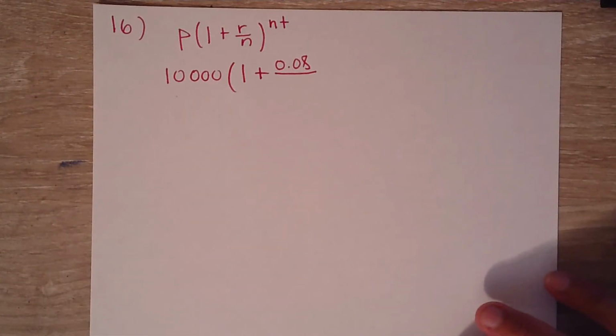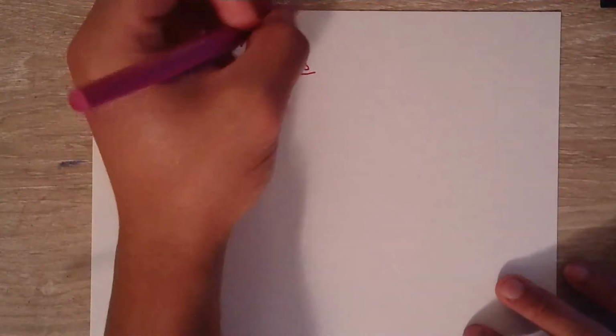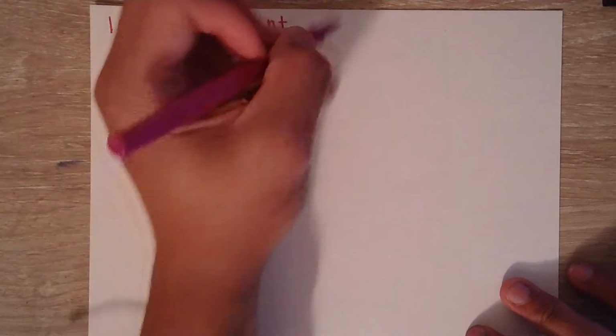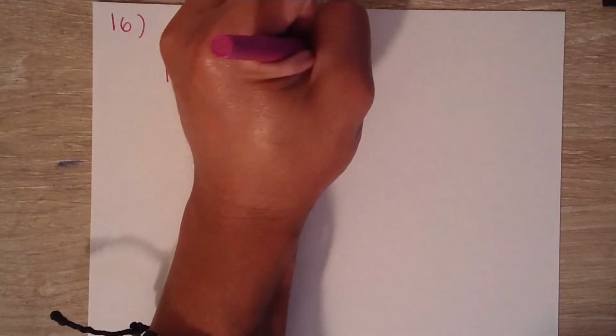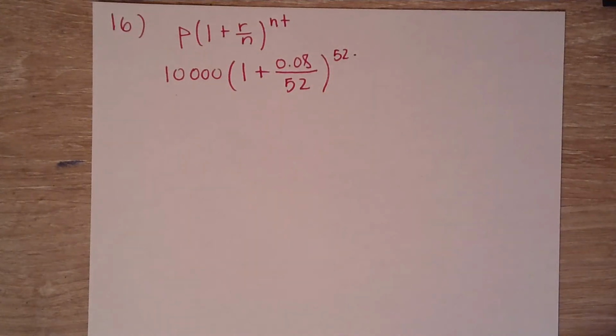divided by n. Remember, n is the number of times per year. Always look for the word compounded, and whatever they say after that, you think of how many of those are in a year. It says compounded weekly. As you know, there are 52 weeks in a year, so we divide that by 52. Then we raise it to the exponent of n, which we just said was 52, multiplied by t. Our t is in years. They say it's 20 years.